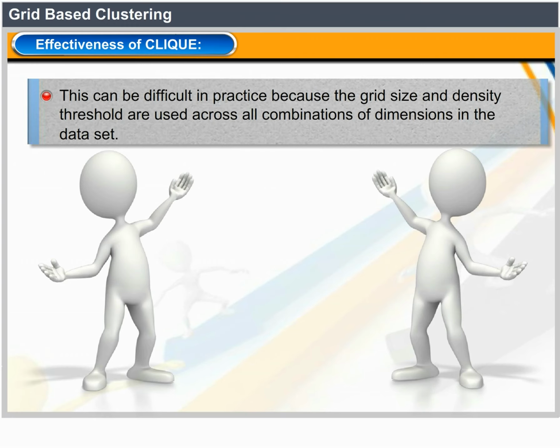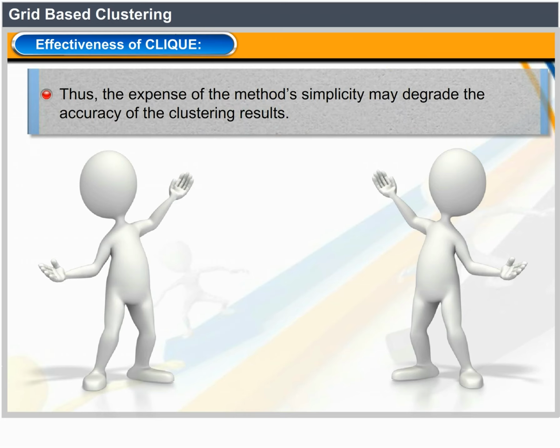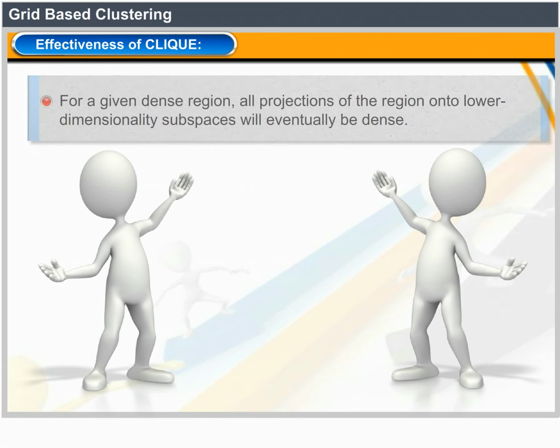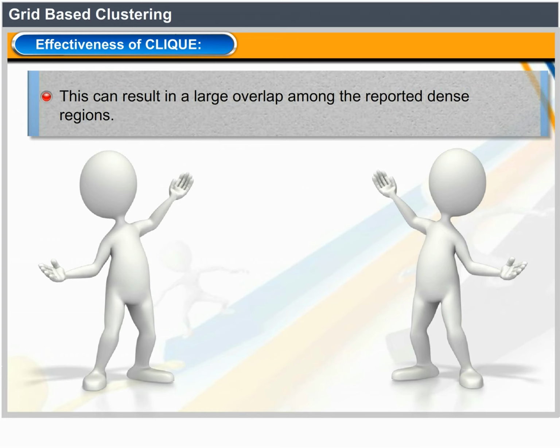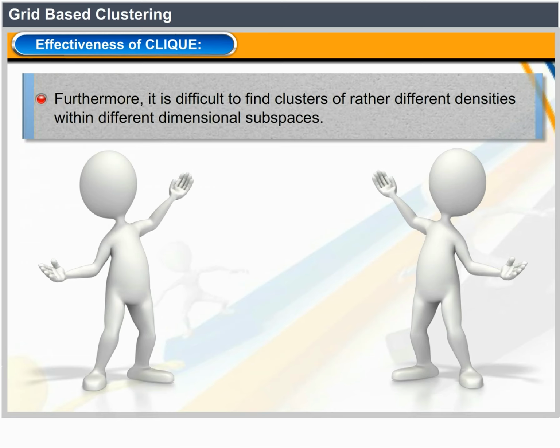This can be difficult in practice because the grid size and density threshold are used across all combinations of dimensions in the dataset. Thus, the accuracy of the clustering results may be degraded at the expense of the method's simplicity. For a given dense region, all projections of the region onto lower dimensionality subspaces will also be dense. This can result in a large overlap among the reported dense regions. Furthermore, it is difficult to find clusters of rather different densities within different dimensional subspaces.